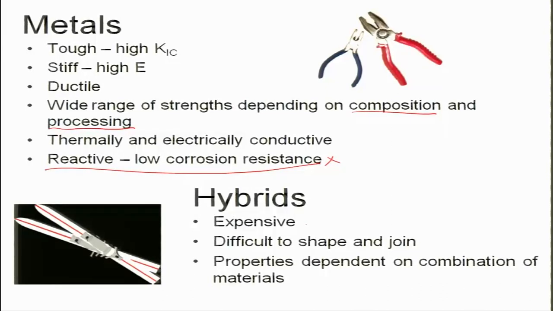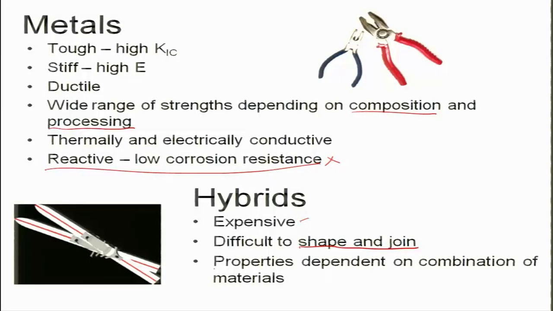And then we have hybrids, which tend to be expensive because you have to process them in a specific manner by mixing the different classes of materials. Since you use different materials, they are not very easy to shape and join, because metals have different joining characteristics, ceramics have different joining characteristics, polymers have different joining characteristics, and they all are processed at different temperatures. As a result, it's very difficult to make a good shape out of a composite and to join them. So processing is a little difficult in case of hybrids. However, you can achieve very good properties depending upon the combination of materials.